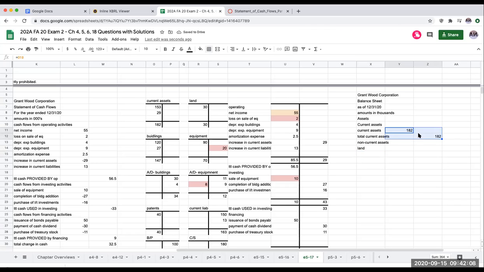And I'm going to move this over just a little bit because I'm just going to show you how I do it. So my land over here is going to be at 30. For my buildings are 147, less the accumulated depreciation on buildings. It's going to be here at 34. My buildings net is going to be 113. Then I'm going to have over here equipment, less accumulated depreciation on equipment.